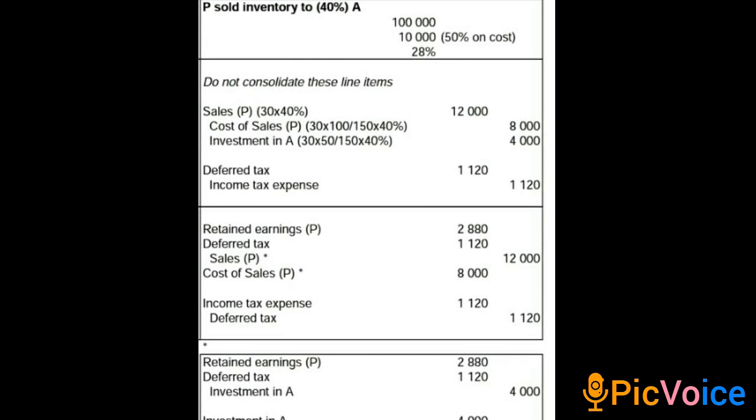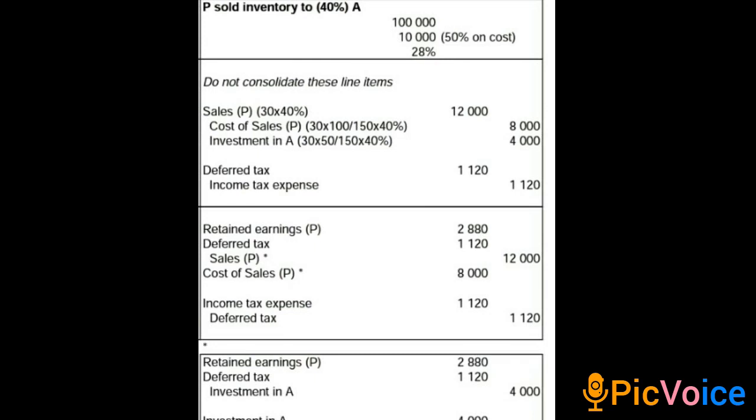In the subsequent year, what happens is that all the gain from this disposal goes to the profit or loss, the retained earnings rather. So that's why we have to eliminate retained earnings, and then we realize the gain by crediting sales and debiting cost of sales. And the taxation from the previous year is also realized.